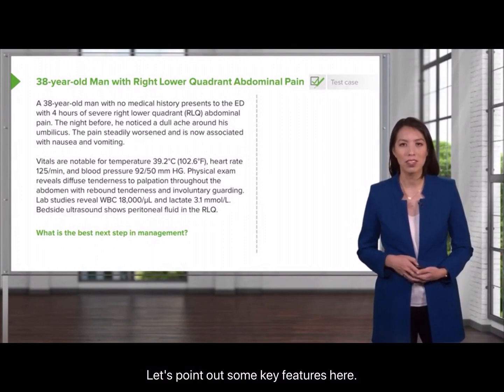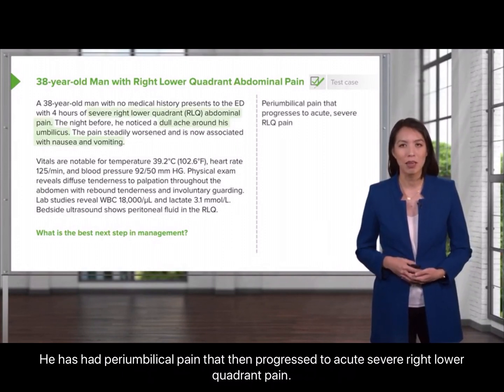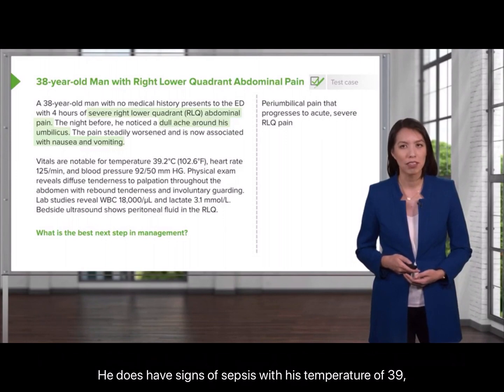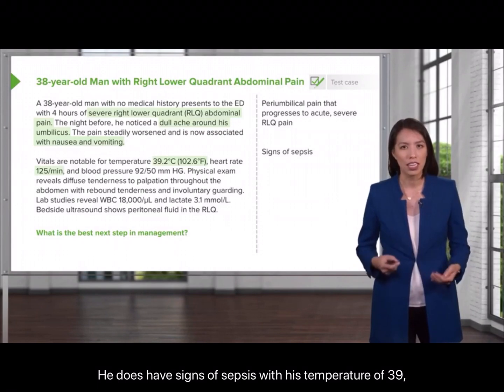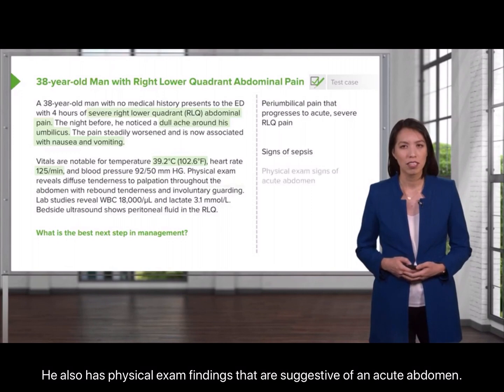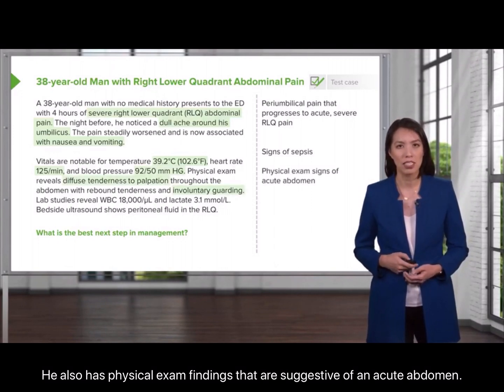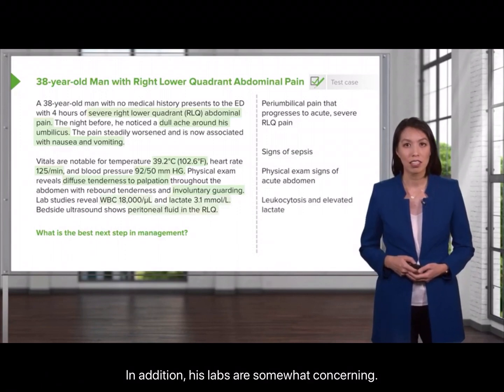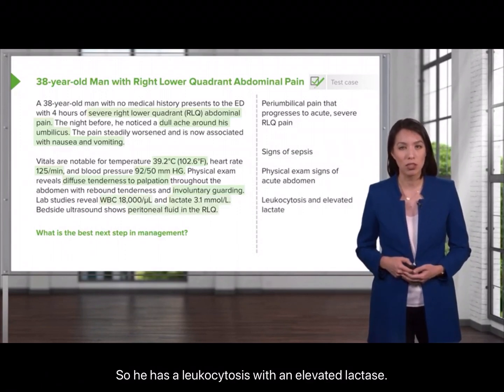Let's point out some key features here. He has had periumbilical pain that then progressed to acute, severe right lower quadrant pain. He does have signs of sepsis with his temperature of 39, his tachycardia, and his relative hypotension. He also has physical exam findings that are suggestive of an acute abdomen. In addition, his labs are somewhat concerning, so he has a leukocytosis with an elevated lactate.